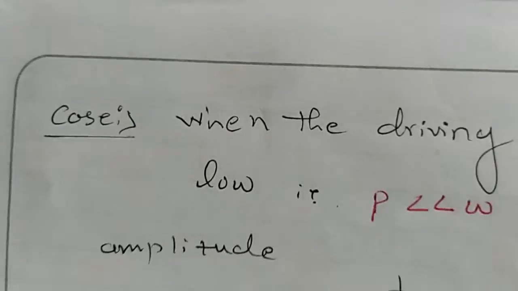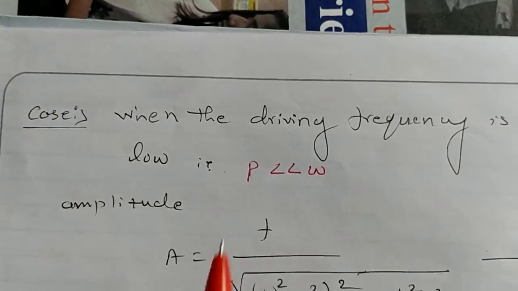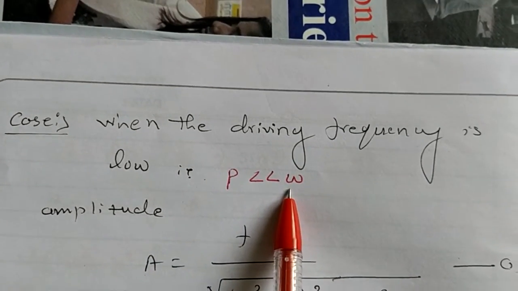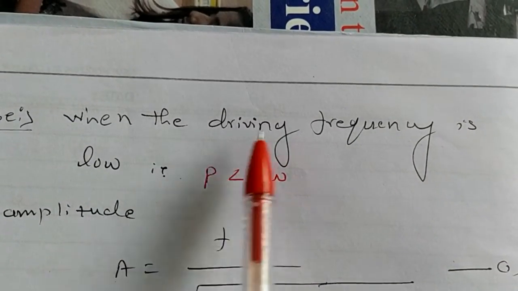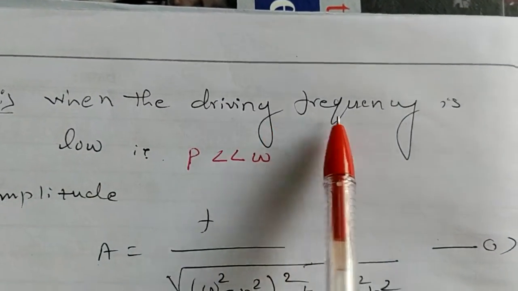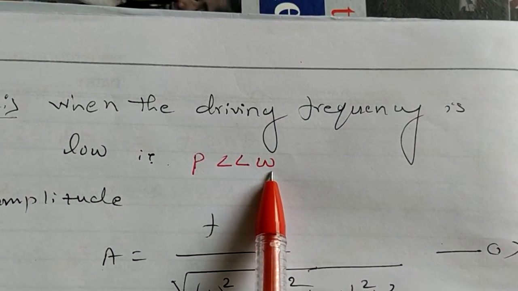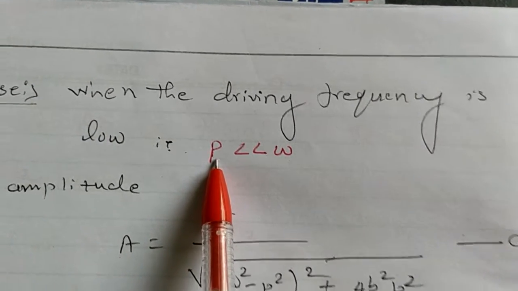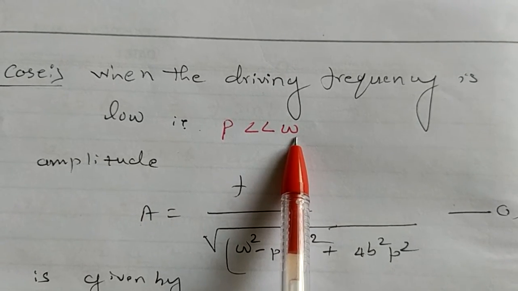Case number one: when the driving force frequency p is very much less than omega. The frequency of the applied periodic force is also called the driving force. When p is very much less than omega, that is, the frequency of the applied periodic force is very much less compared to the natural frequency of vibration of the body.